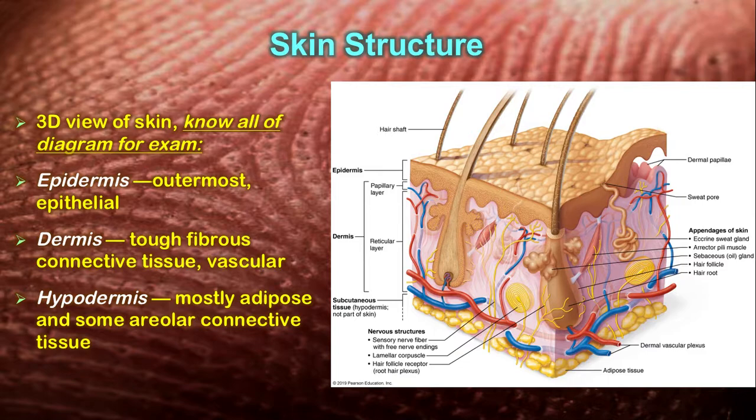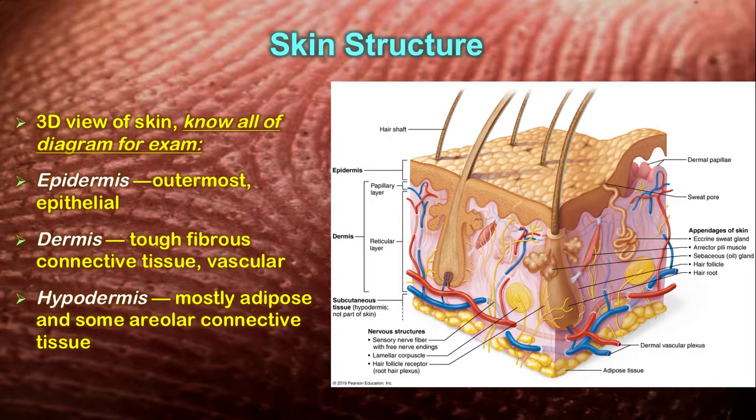And then below that is the hypodermis, or the subcutaneous layer, down here at the bottom. It's mostly adipose tissue. So in our picture you see these yellow blobs. That's the adipose tissue down at the bottom. And we've got some areolar connective tissue there as well. Okay, so those are your layers.